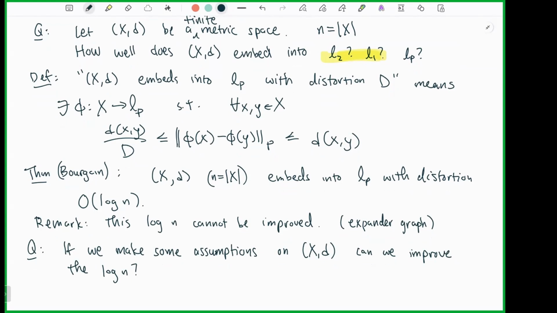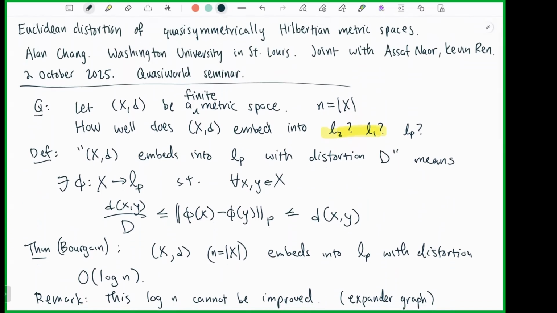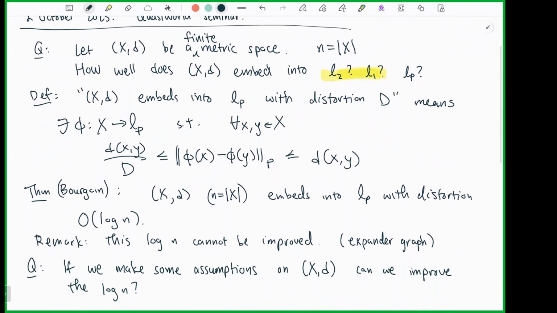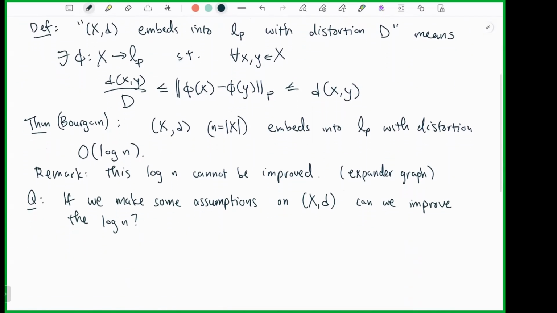There are many directions that this can go in. One way of thinking about the question that we study, the class that's in the title, these quasi-symmetrically Hilbertian metric spaces, is that one motivation is to look at an application of Bourgain's theorem to a computer science problem. I'll take a brief detour and talk about that, which will motivate the kinds of assumptions that we'll make.